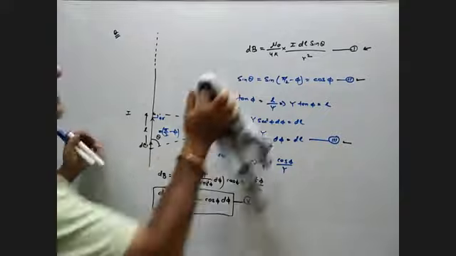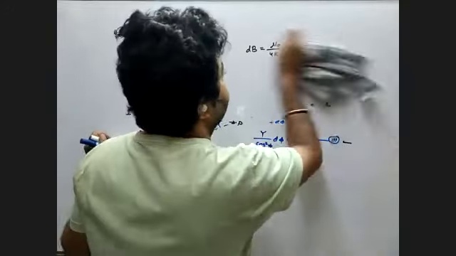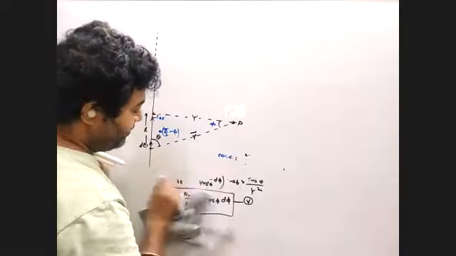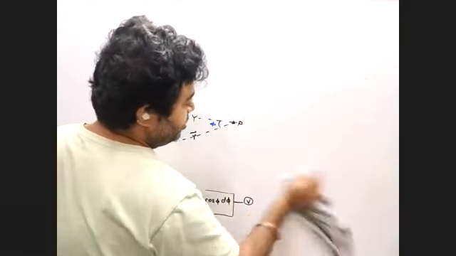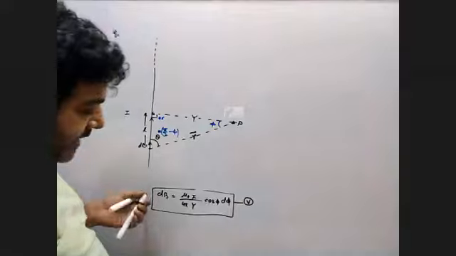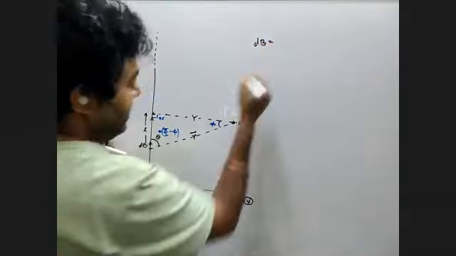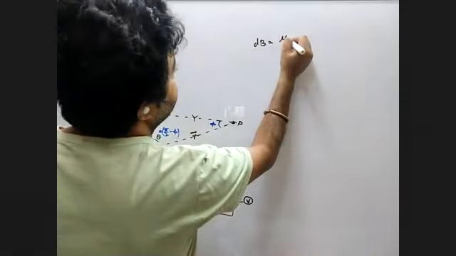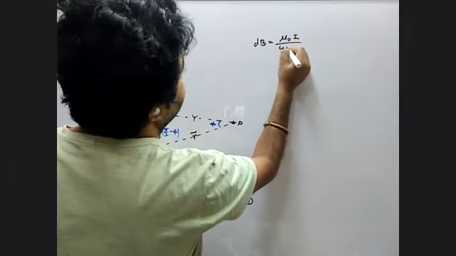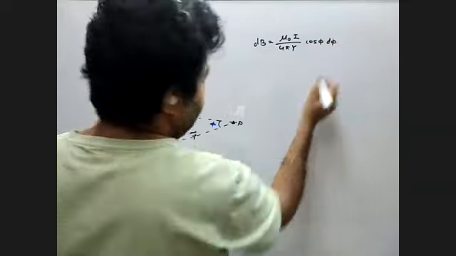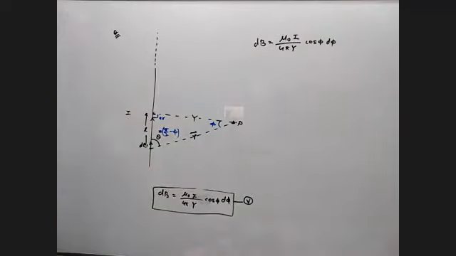So now let's integrate them. Before integrating, I want to write it properly in a proper place. So my dB, after putting and calculating all the values, is mu naught I by 4 pi y cos phi d phi. So I am tearing the whole board so that you can understand.